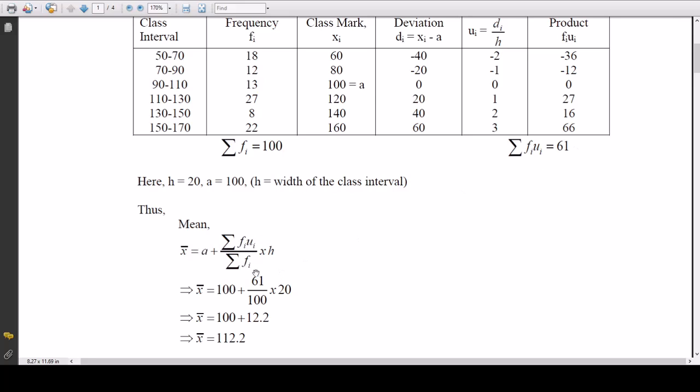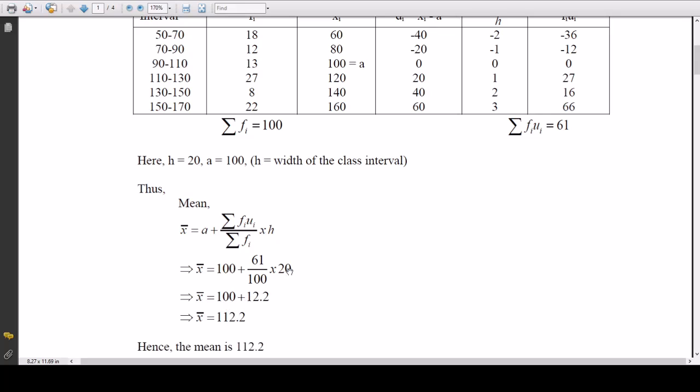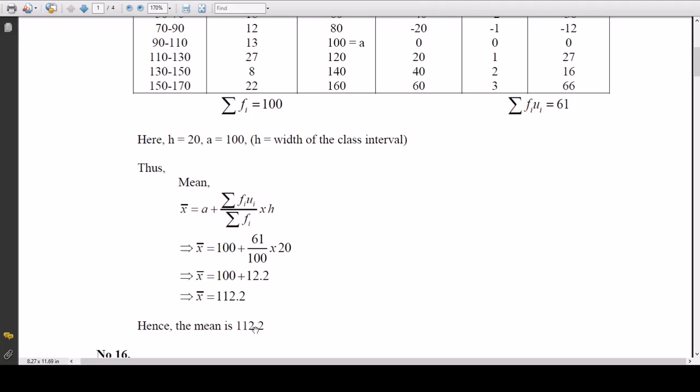Summation of fiui, we are getting 61. Summation of fi is 100. H is 20. Now 100 plus, here you'll cancel 0 with 0, then you have 61 multiplied by 2 is 122, divided by 10, decimal will go to the left, that is 12.2. Now adding 100 plus 12.2, we are getting 112.2. Hence the mean is 112.2.